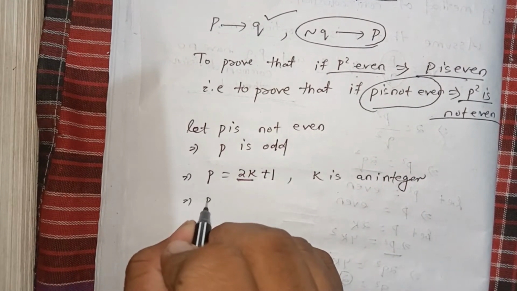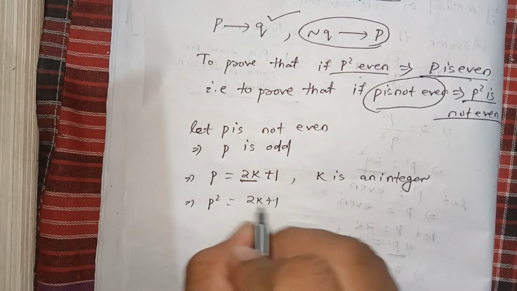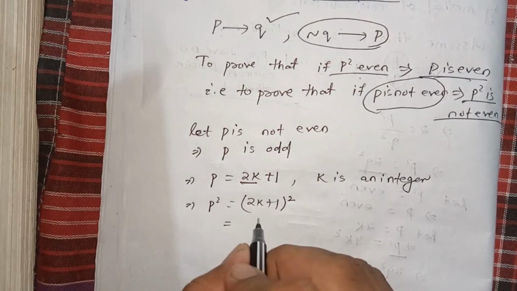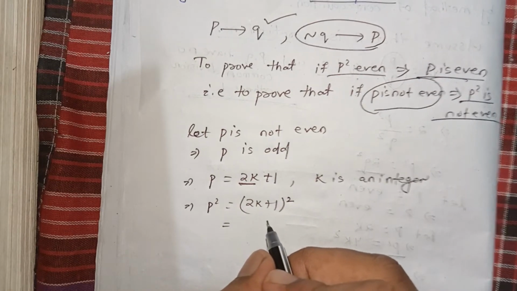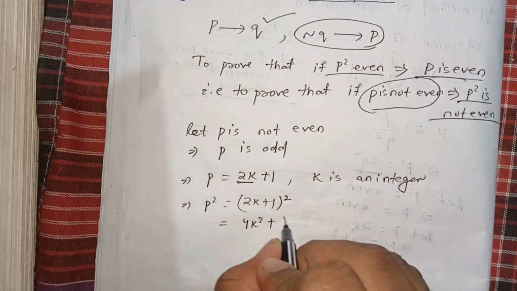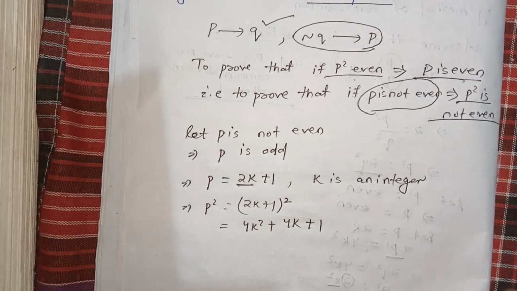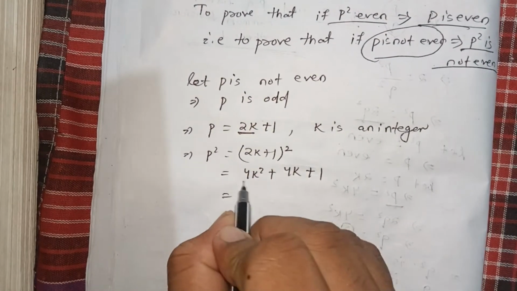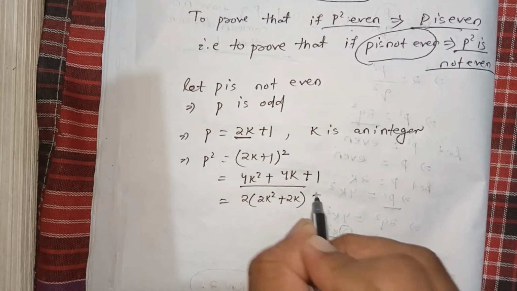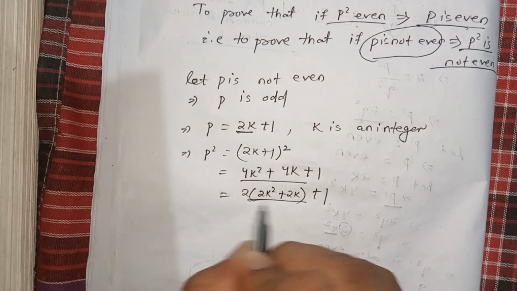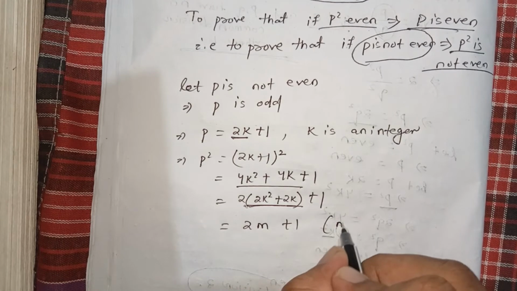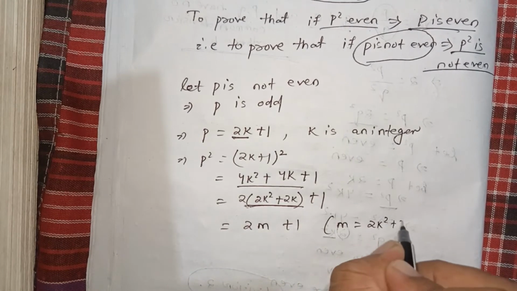So now we will take p square is equal to 2k plus 1 whole square. So from here p square is equal to (2k plus 1) whole square, and if you put the formula (a plus b) whole square, a square plus b square plus 2ab, this will be 4k square plus 4k plus 1. From here you can take 2 common, so this will be 2 times (2k square plus 2k) plus 1. From here you know that this is a multiple of 2. Let us take this as m, 2m plus 1, where m is equal to 2k square plus 2k.